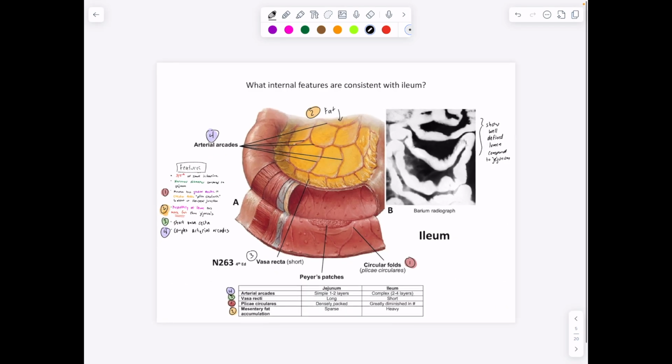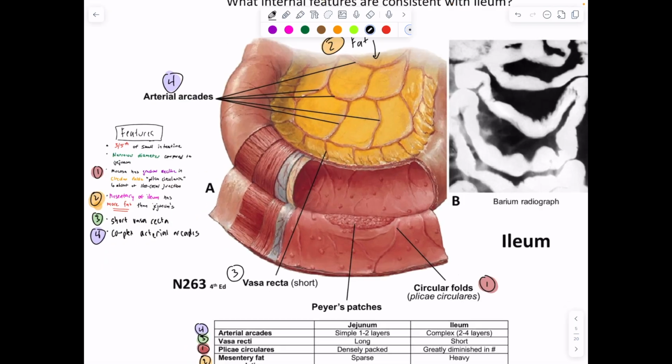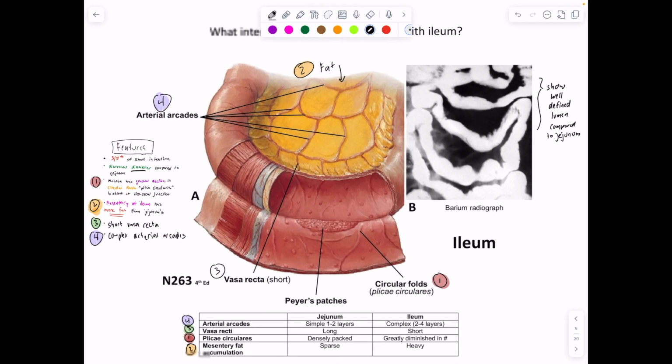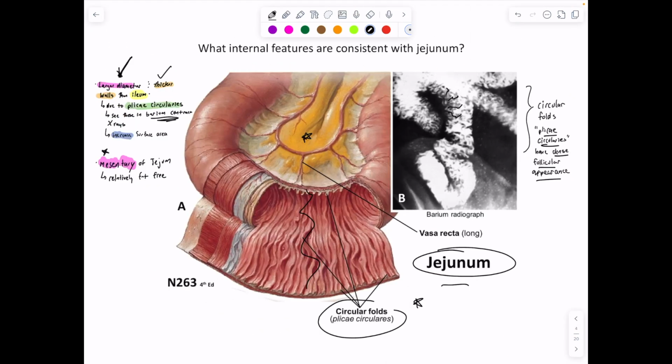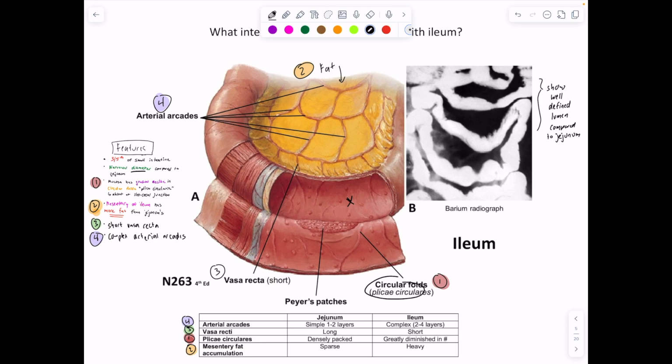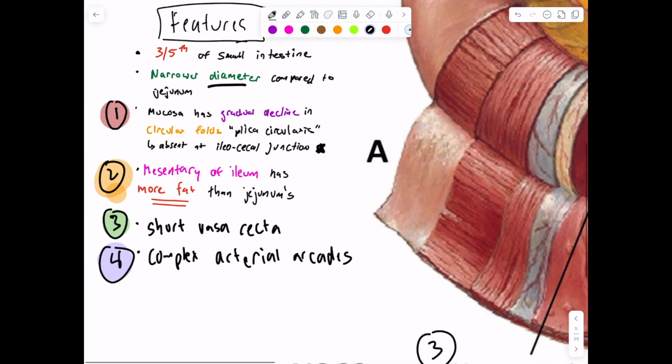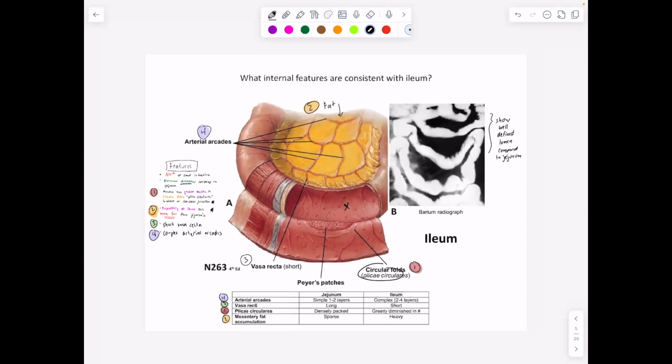All right, beyond that, when we talk about the ileum, it's 3/5 of the small intestine, with a narrower diameter compared to the jejunum. And then importantly, notice here the circular folds here versus here, right? That's a pretty big difference. Internally, the plicae circulares undergo a gradual decline the further towards the cecum you get, and they're absent at the ileocecal junction. The mesentery of the ileum has more fat than the jejunum's.